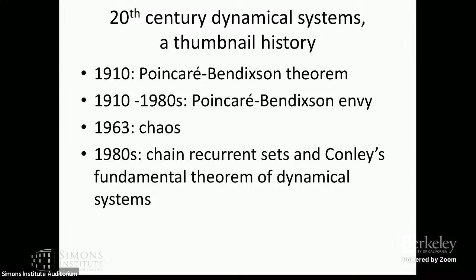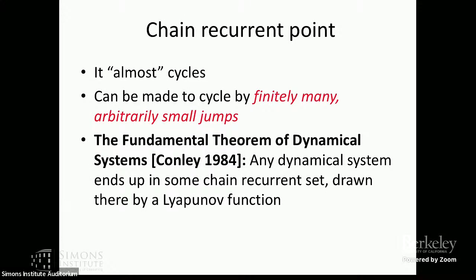Finally, Conley in the 1980s proved what is called the fundamental theorem of dynamical systems, and I'm going to explain it to you. It's a beautiful theorem. What is a chain recurrent point? A point is recurrent if, when you let it go, it cycles. A chain recurrent point will cycle approximately. In particular, it will go for a while, then make a little jump, then continue for a while, make another little jump, and end up where it started. This means that for any epsilon, there is an n, so that this can happen.